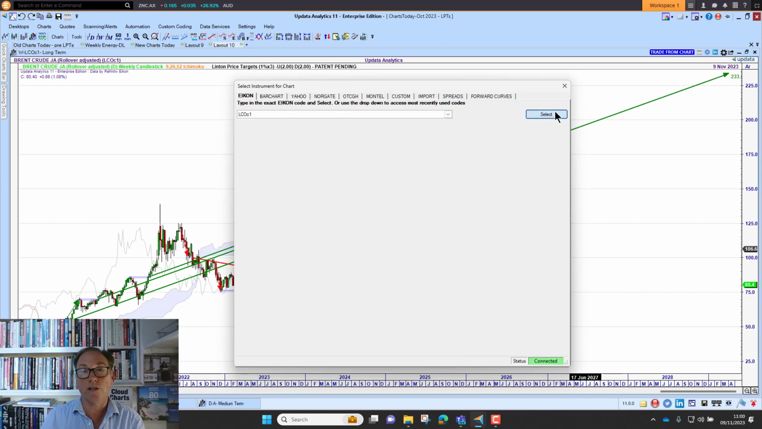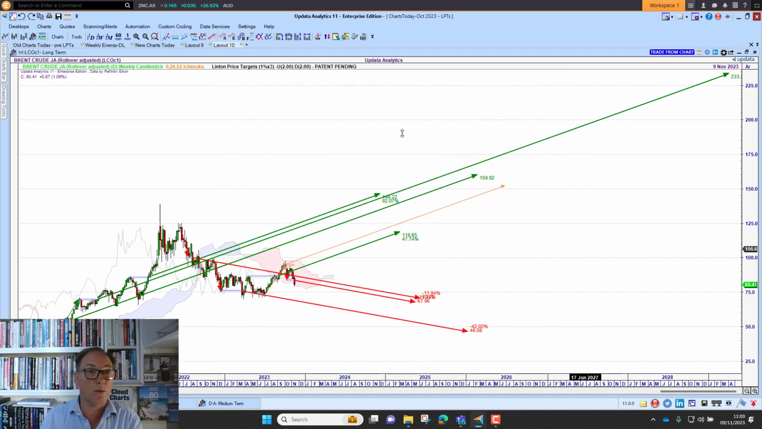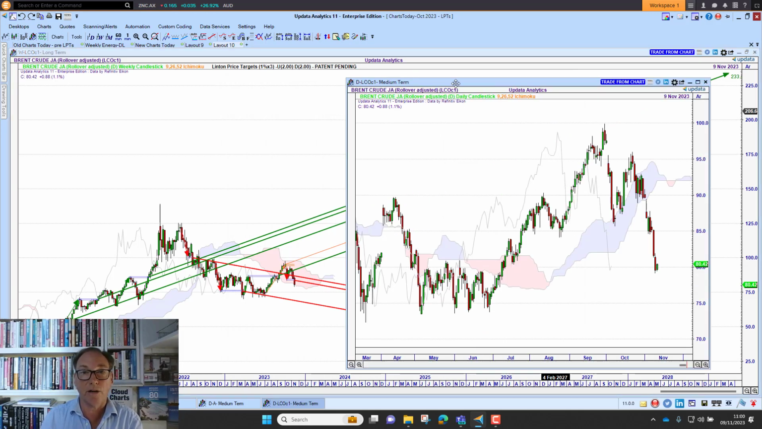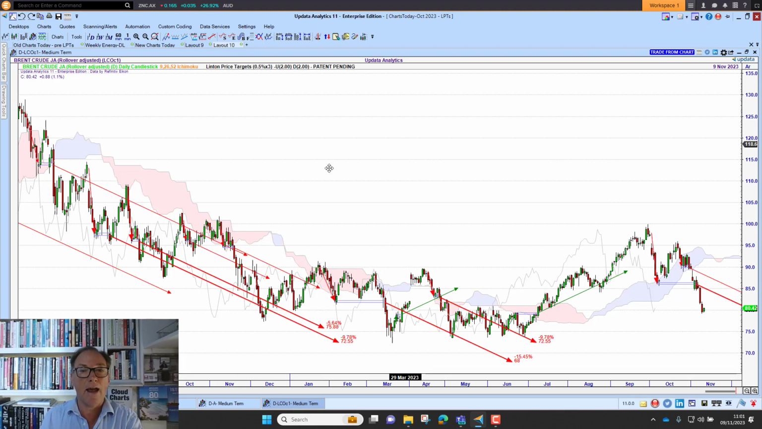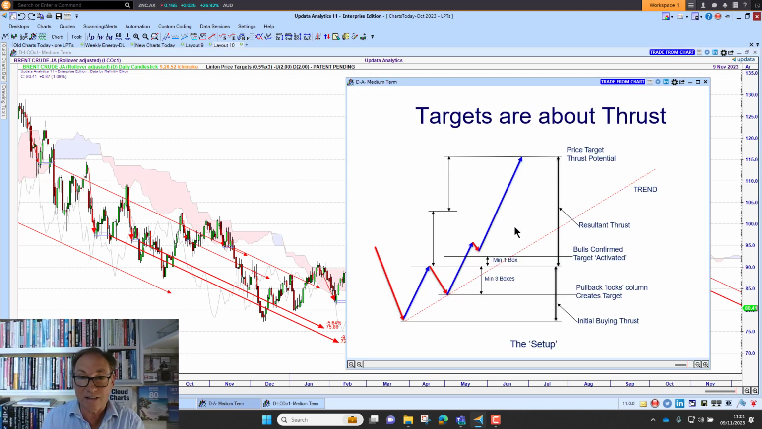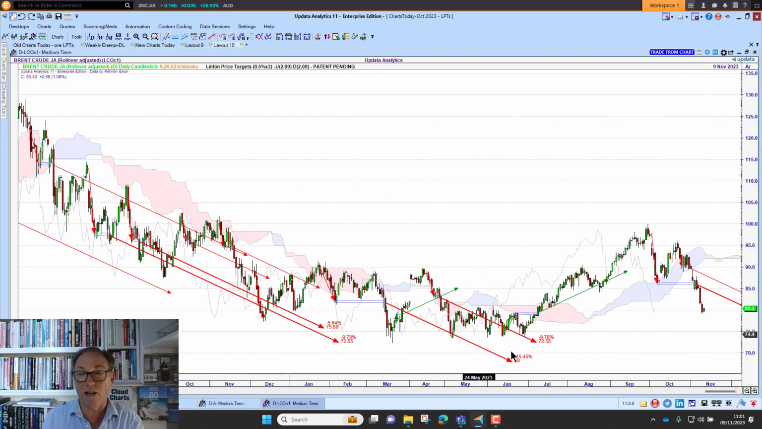So I'm just going to open a chart of crude oil, Brent crude, and there is the chart of Brent crude. This is the daily chart. I like to use the cloud because it just gives me a feel as to whether I'm above or below the cloud. We've just moved back below the cloud. All I have to do is hit the T key, and it puts all the trends and targets on because it's rules based on those ideas of thrust. It's basically, this is the setup, and this is where the targets come from.